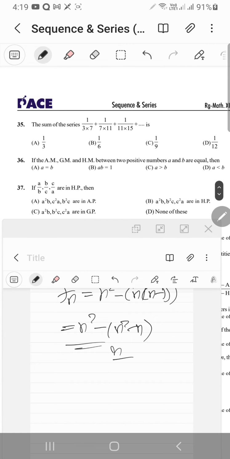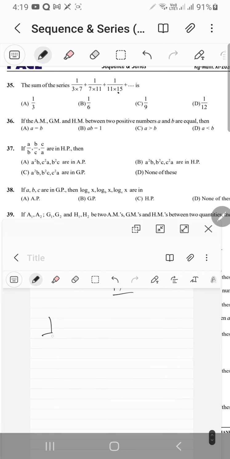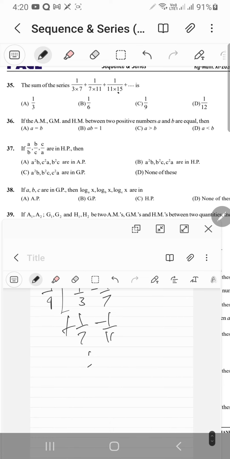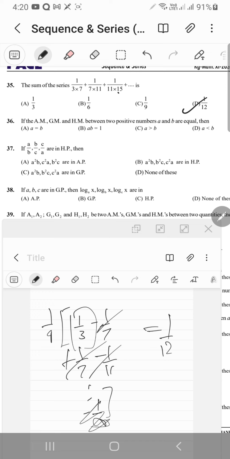That was weird. Sum of the series, just sum of the series. So 3 and 7 difference 4, 7 and 11 difference 4, 11 and 15. I knew this would be like that. So just multiply and divide by 4. 1/4 of 1 by 3 minus 1 upon 7 plus 1 by 7 minus 1 upon 11, and so on. It just keeps on going. That means the last term is going to be 1 upon infinity, and that is not relevant. So everything is gone except this 1/3. So it's 1 by 12 basically. This series is 1 by 12.